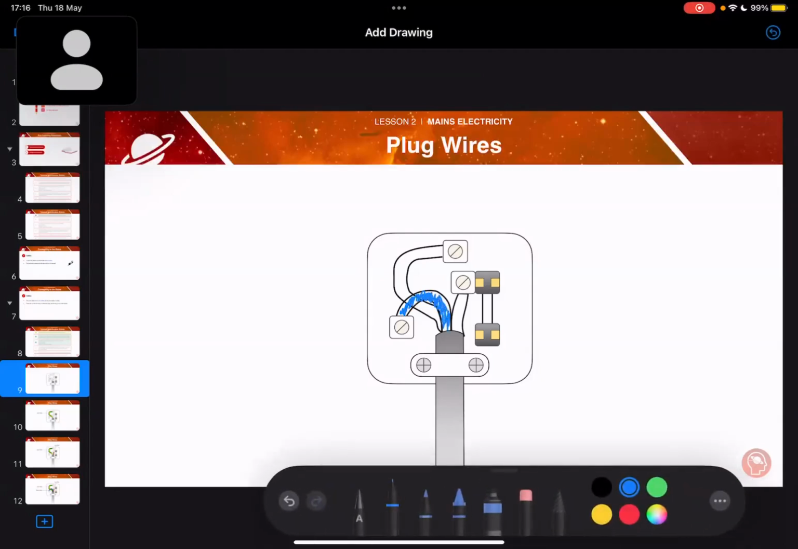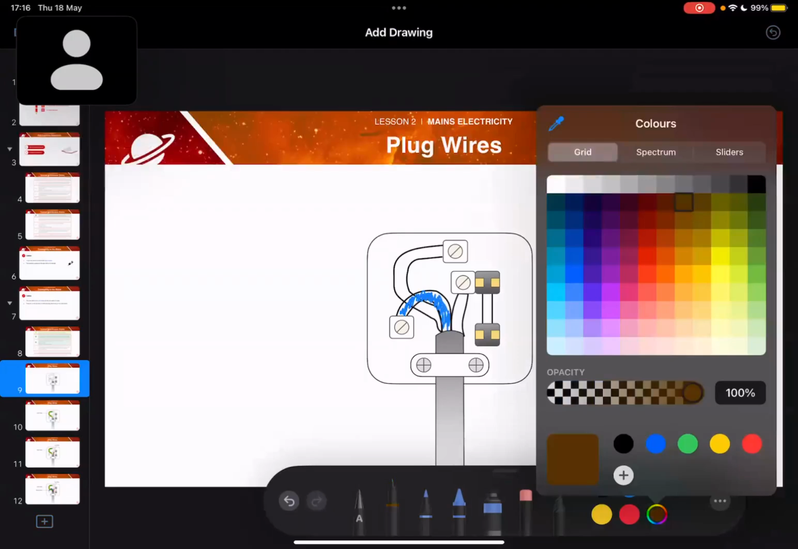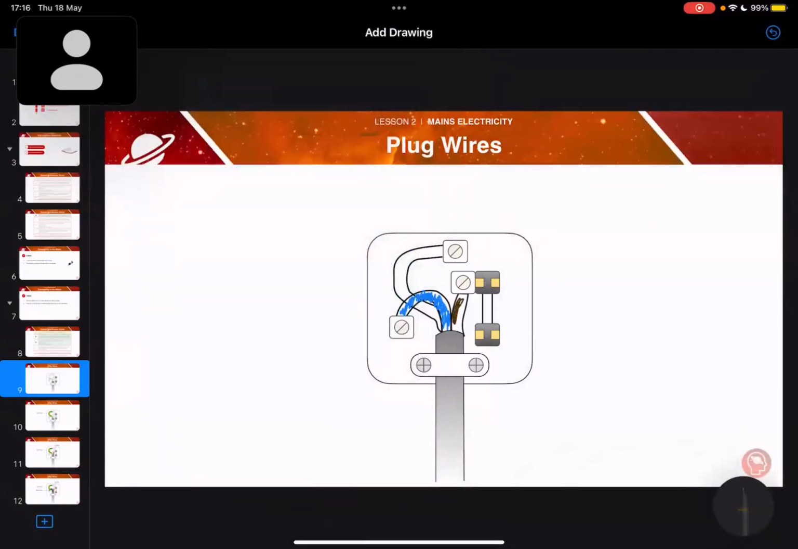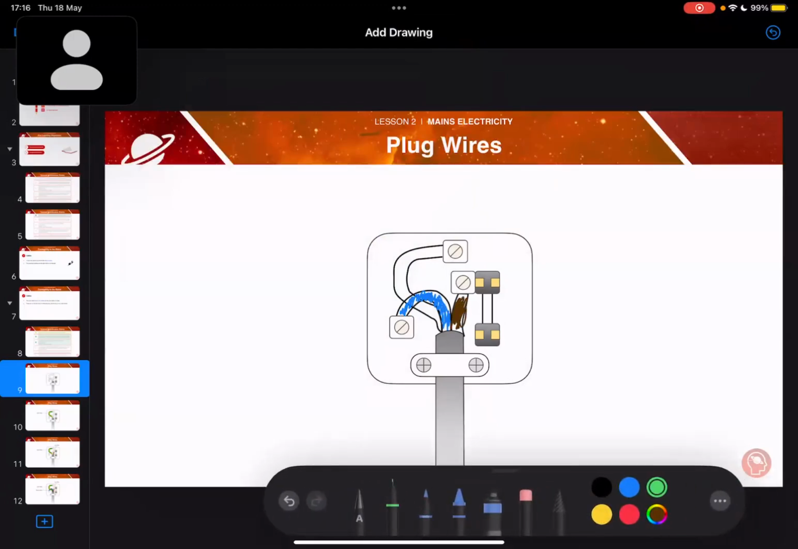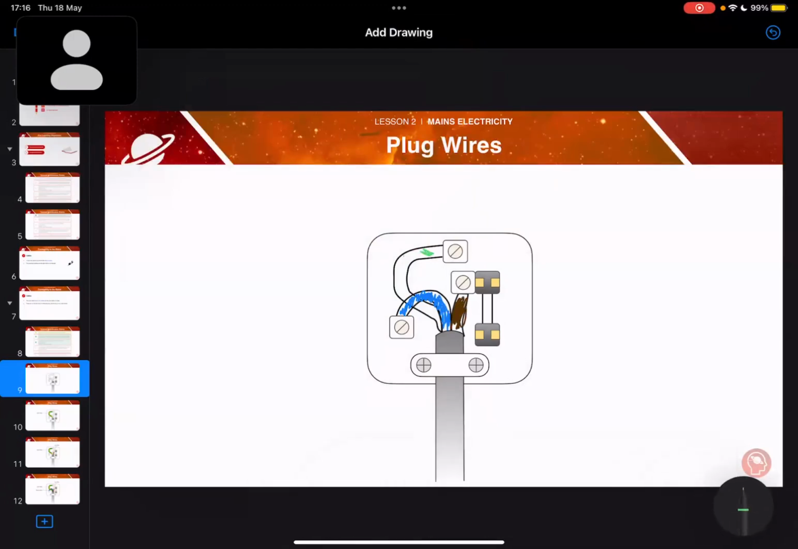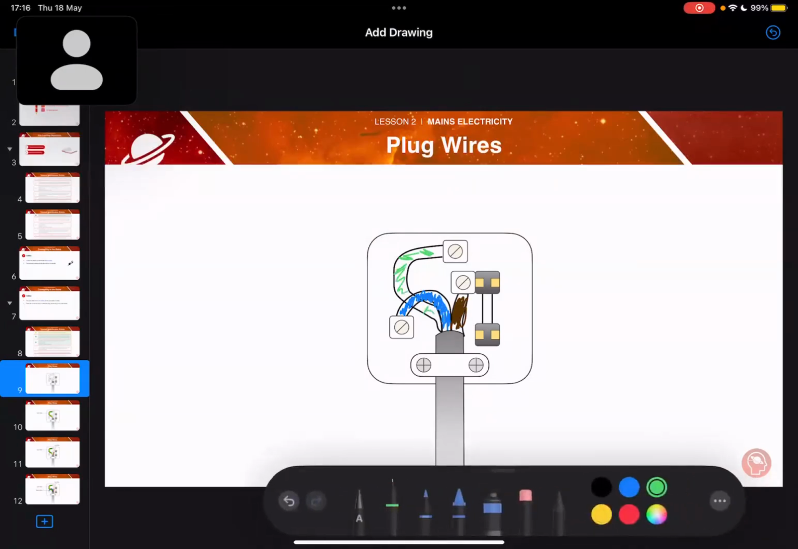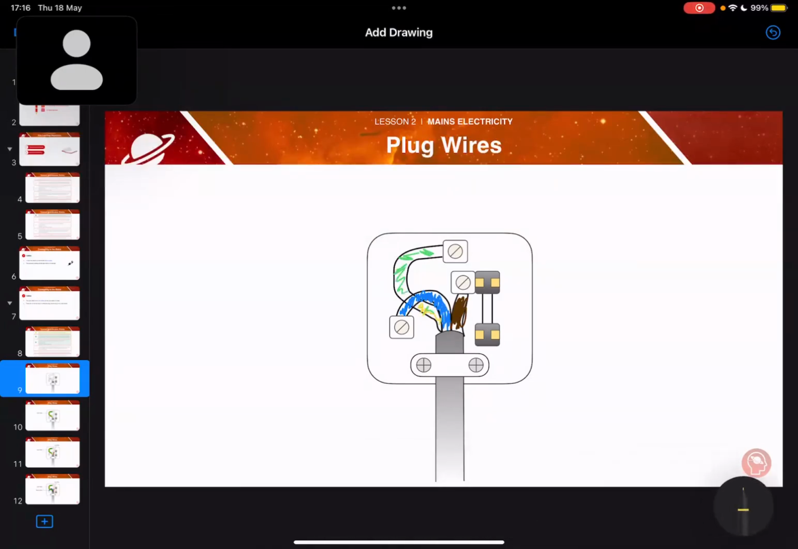You have a brown wire, which is this one. And you have another wire that is green and yellow. So now you can see them a little bit better. I think they've drawn it out as well. And that extra thing that you see here is the fuse.